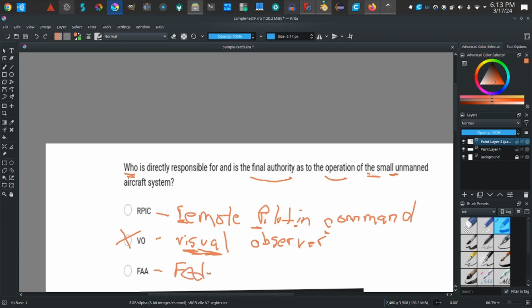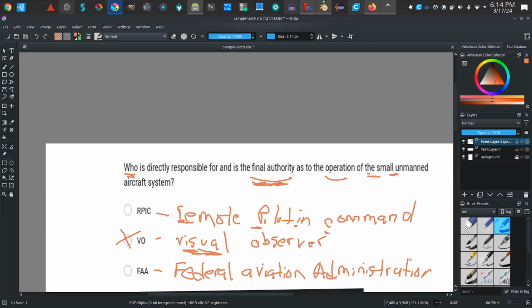And the next one is Federal Aviation Administration. That's the government. Basically, the FAA is the government. So, using simple common sense, visual observer: the word visual means you're watching. If you're just watching, are you the final authority? I'm just looking at it. If I'm just watching it, am I even operating it? It's just visual. I'm not even operating anything.